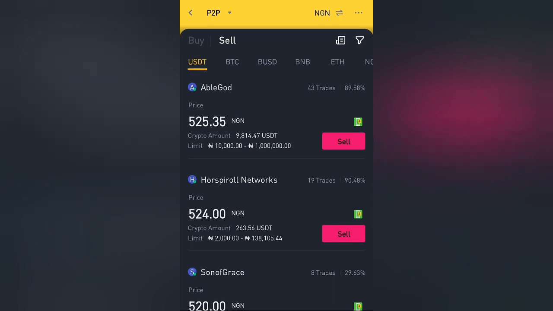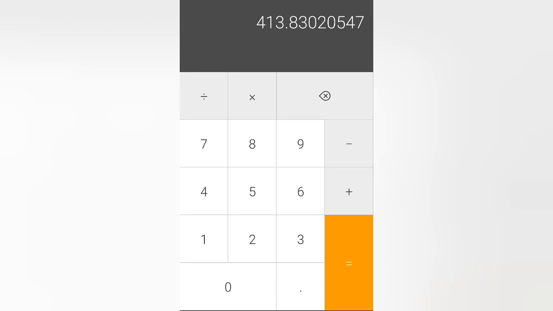We are about to sell our USDT to Able God for 525.35. Now let's go to the calculator. Now you're about to sell your 413.83 USDT for 525.35. Now that will be 413.83 times 525.35. When you've successfully sold your USDT for 525.35, you are going to get 217,405. Now this is the exact amount you are going to get when you sell your USDT to a potential buyer on Binance P2P trading.